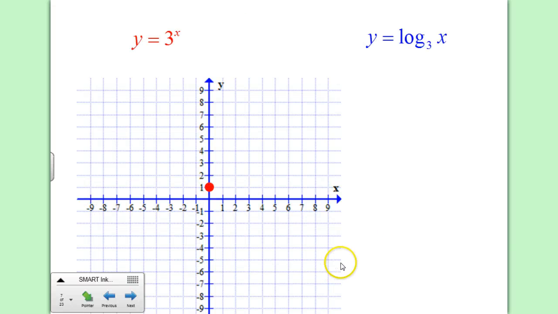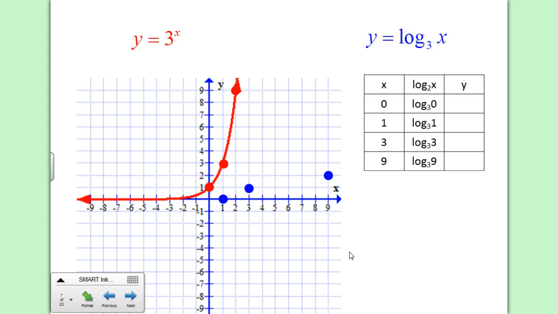What about 3 to the x? What's the corresponding graph of 3 to the x? Well, graph y equals 3 to the x by hand. At 0, it's 1. At 1, it's 3. At 2, it's 9. I plot those points. What does the blue one look like? Well, reflect those points across the line y equals x. Take the inverse, and you'd get these blue ones.